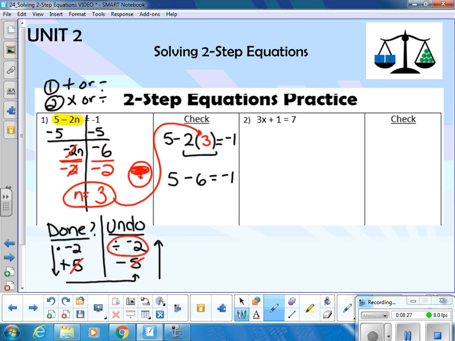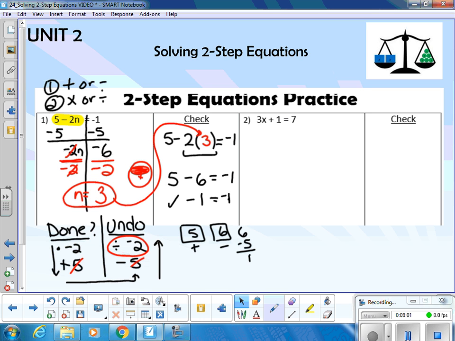If I have 5 minus 6, again, think of your battle boxes. I have a +5 and a -6. There's more in the 6, so my answer is going to be negative. How much more? 6 minus 5 equals 1. Did I get the right answer? I got -1 equals -1. Is that a true statement? It sure is. So that means 3 is the correct answer.